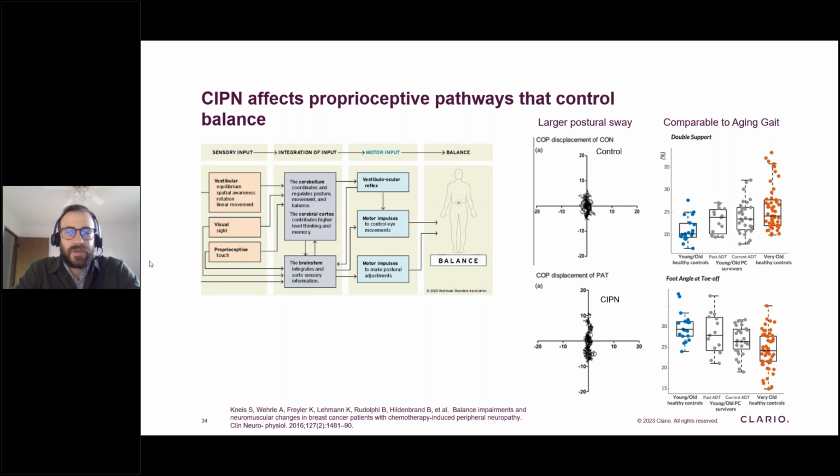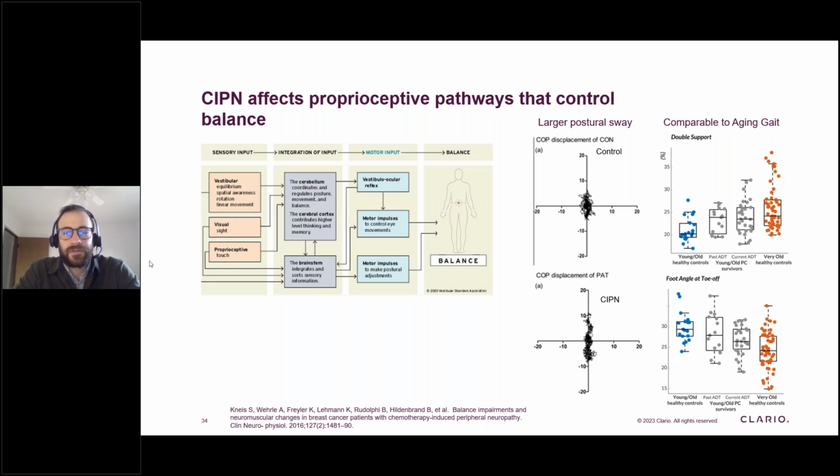The postural sway patterns show distinct differences in both forward and backward body sway, which is shown on the vertical axis, and side-to-side body sway on the horizontal axis. And this indicates impairment in the balance control strategy.